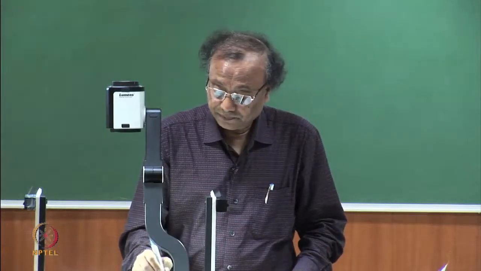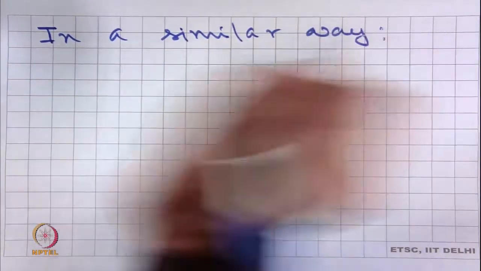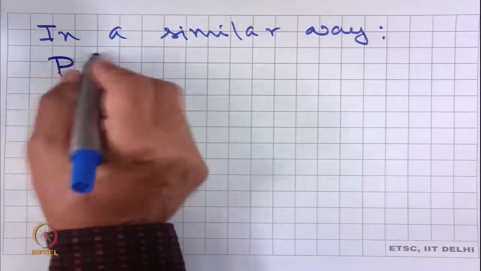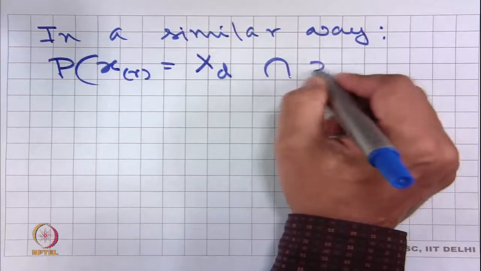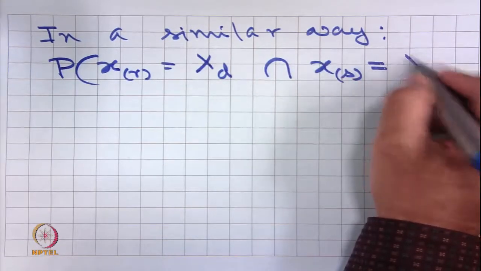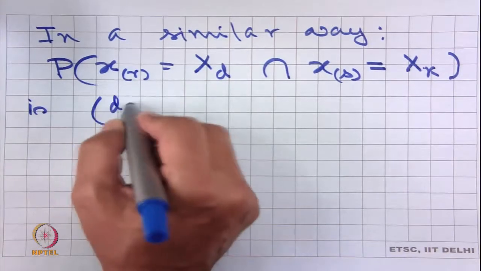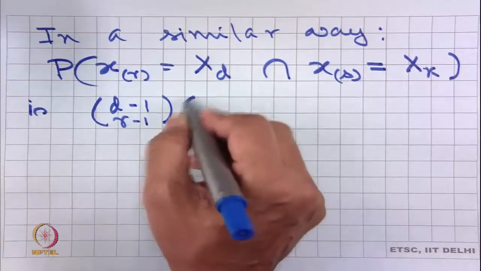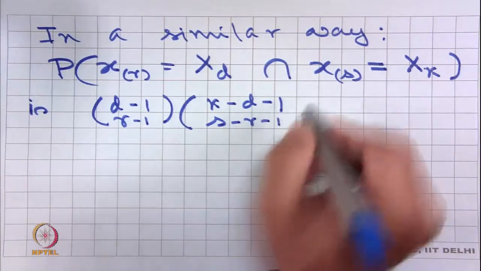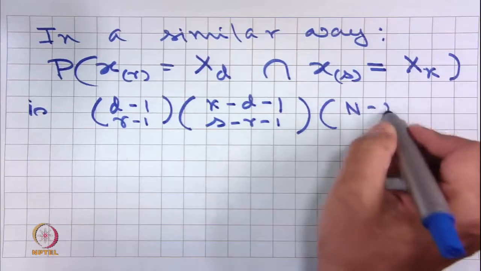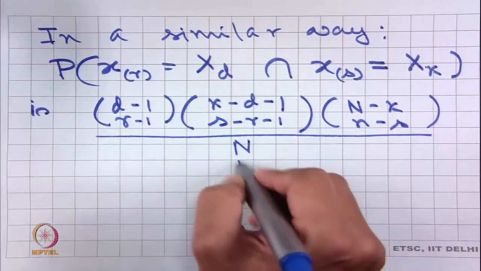In a similar way, probability x r is equal to x d and x s is equal to x k is d minus 1 c r minus 1 multiplied by k minus d minus 1 c s minus r minus 1 multiplied by n minus k c n minus s upon n c n.